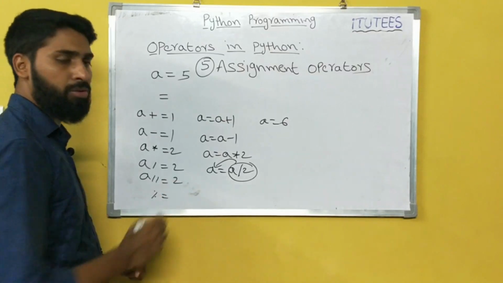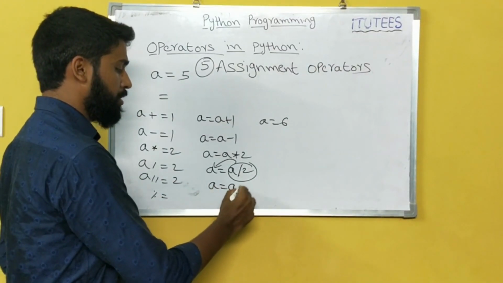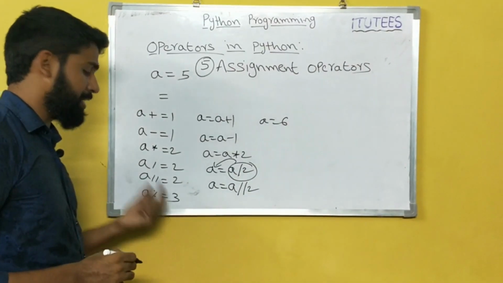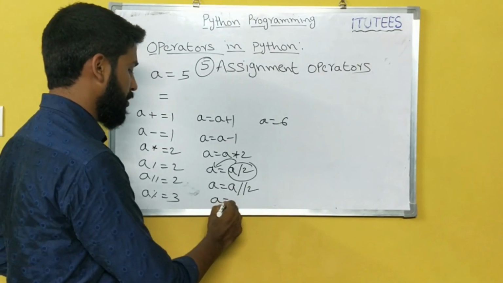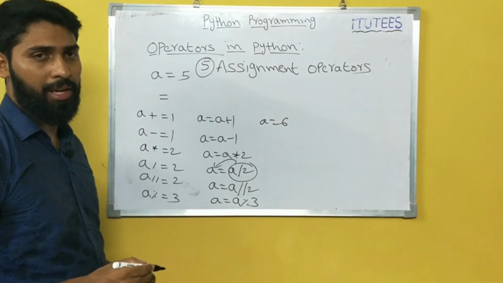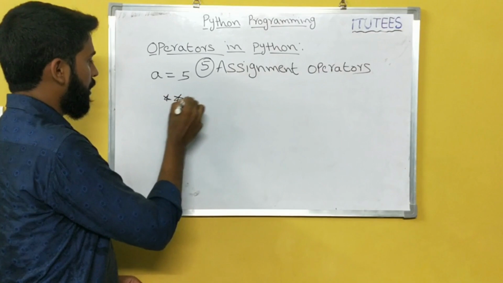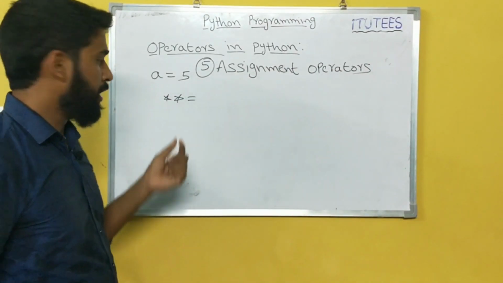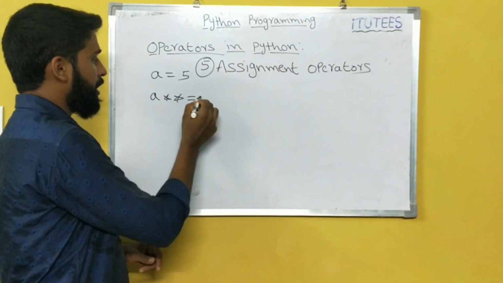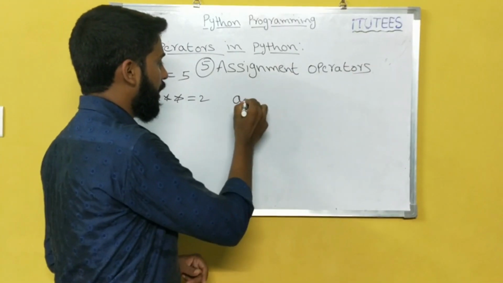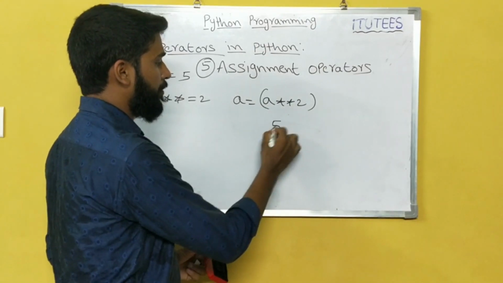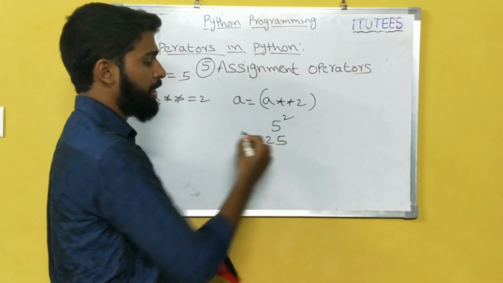A floor division equals 2. That means A equals A floor division by 2 and the result is stored in A. A percentage equals 3. What does that mean? A equals A percentage 3. That means the remainder is stored in A. And the next operator, the exponent operator. Exponent, asterisk asterisk equals. For example, A asterisk asterisk 2. What does that mean? A equals A exponent 2. You are going to find the square of 5. So that means A equals 25.